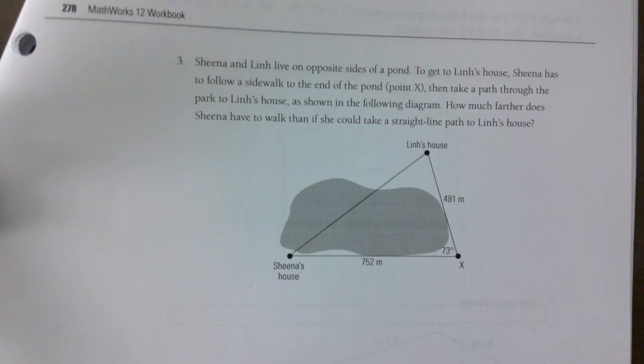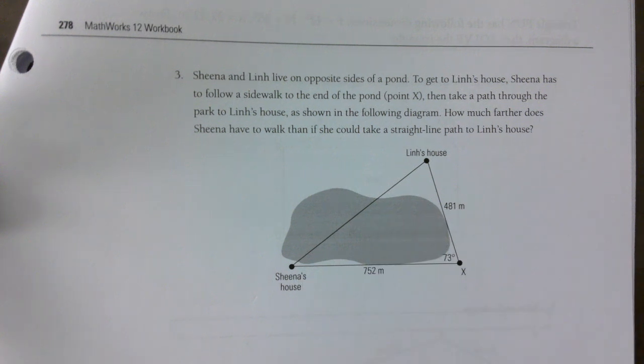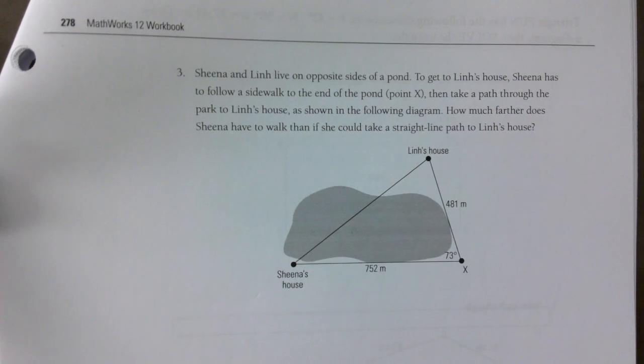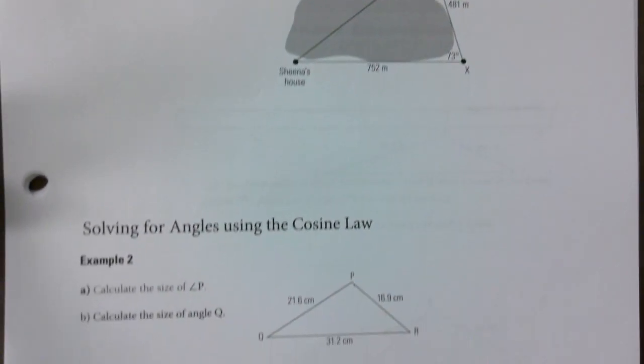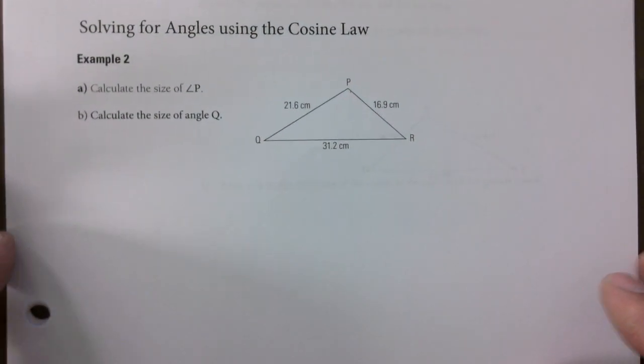I will skip this one for now. Just like I skipped a whole bunch of questions for sine law, I'm coming back to them later. I feel like if I give you a bunch of examples, then we can cover it all and then mix it up. So we're going to do this part here, solving for angles using the cosine law.